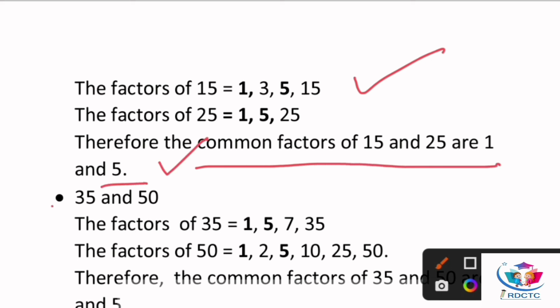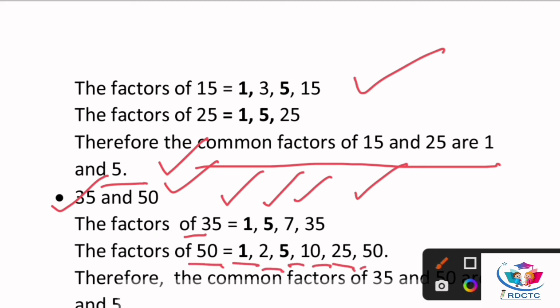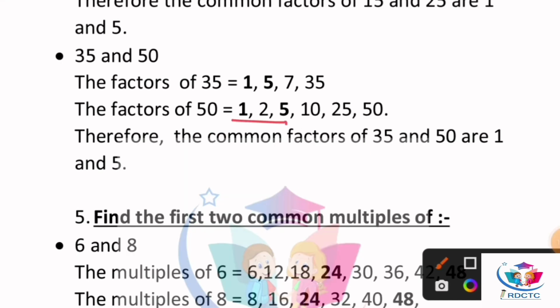Next is 35 and 50. The factors of 35 are 1, 5, 7 and 35. The factors of 50 are 1, 2, 5, 10, 25 and 50. Here 1 and 5 are the common factors of 35 and 50 as they are present in both numbers as factors.